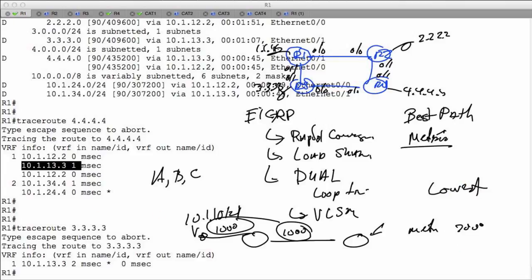The lowest value is going to be the value that we're going to want to employ or use. And the only time metric really becomes important to us is when we have multiple paths like we have right here, because the metric must match identically to do equal cost load sharing.